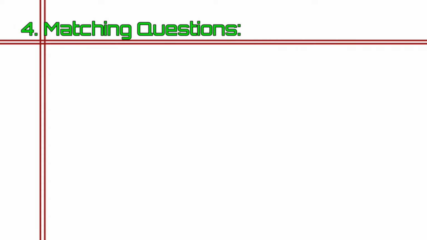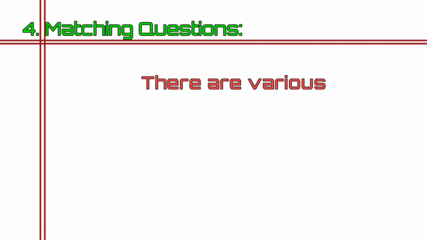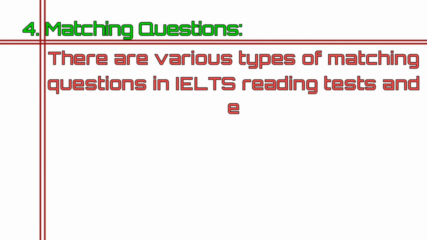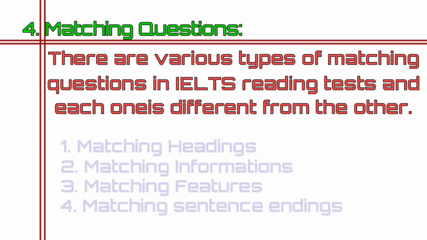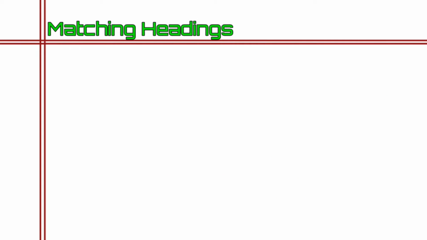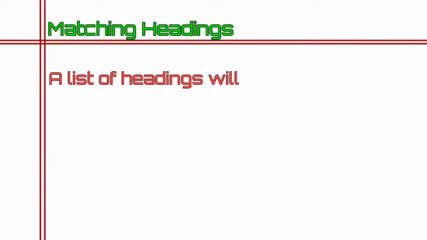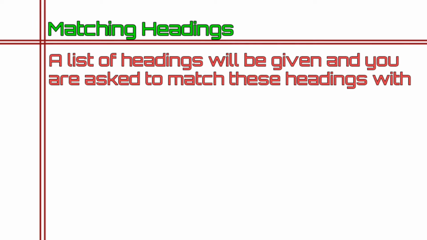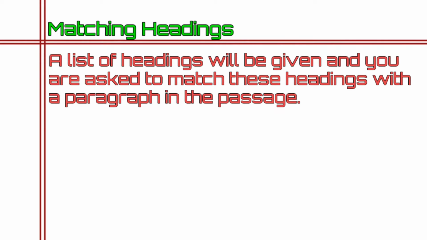Number 4. Matching questions. There are various types of matching questions in IELTS reading tests, and each one is different from the other. Firstly, matching headings. In this type of question, a list of headings will be given and you are asked to match these headings with a paragraph in the passage.